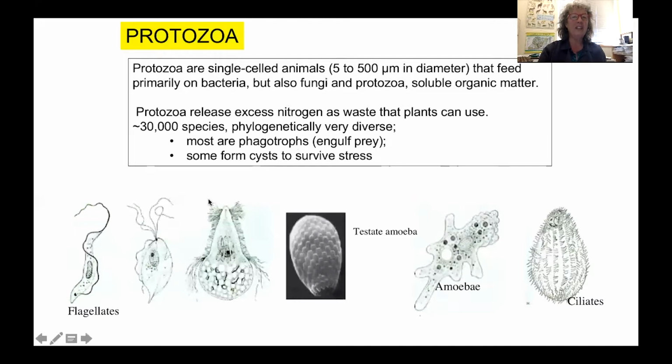Protozoa are phylogenetically very diverse. You can see here flagellates, amoeba, and ciliates. An estimated 30,000 species. A lot of them are phagotrophs, which means they engulf their prey, and they're also really good at surviving the harsh conditions of soil. Some of them make cysts. And that's kind of the story of soil. Soil sometimes gets kind of harsh, and so if you're going to make it there, you have to have strategies to endure those hard times.